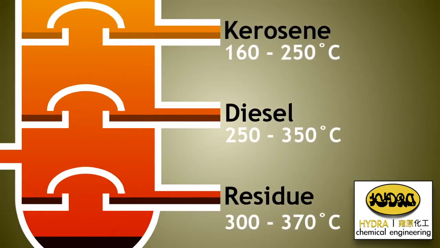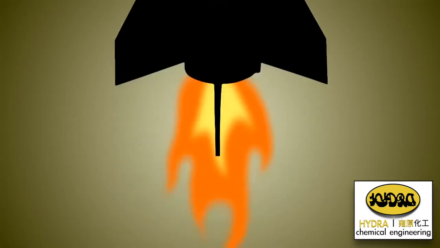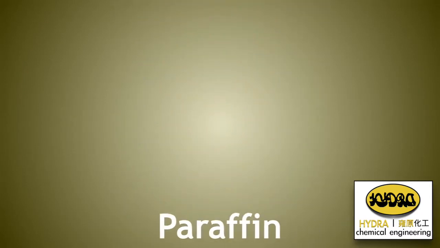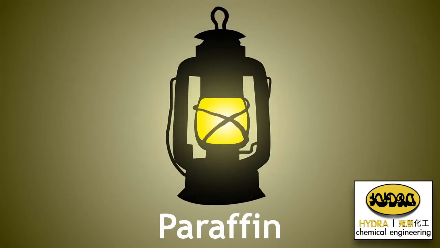Kerosene has an important use as a fuel for jet engines, in aircraft and even in some rockets. Kerosene is also called paraffin in some parts of the world and is a common fuel burnt in paraffin or kerosene lamps used for lighting.